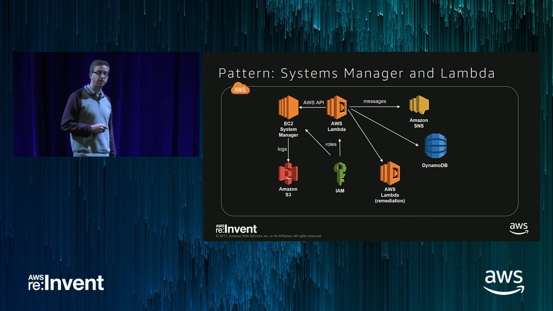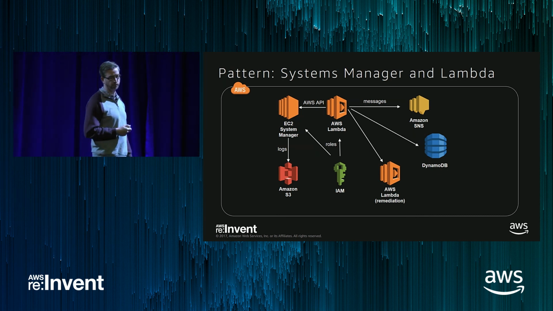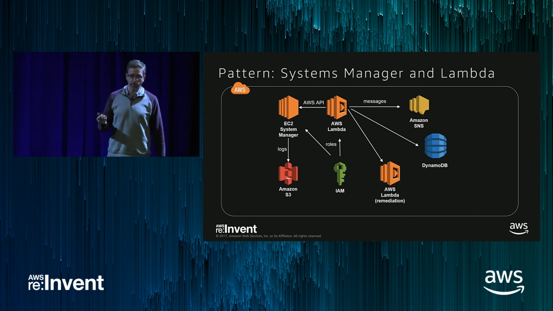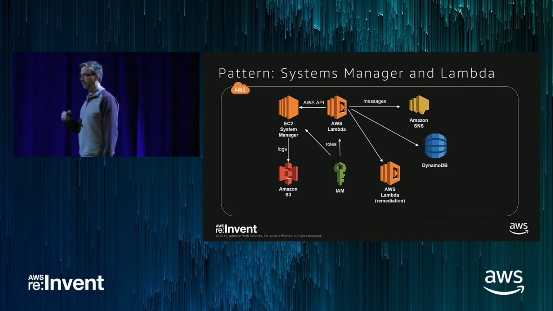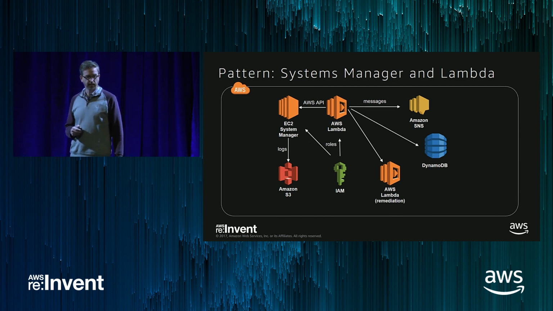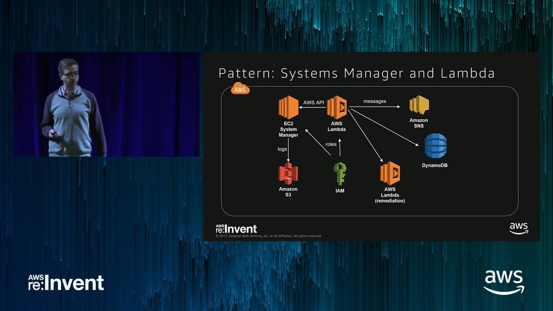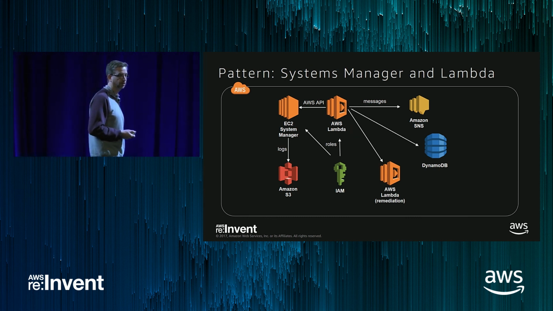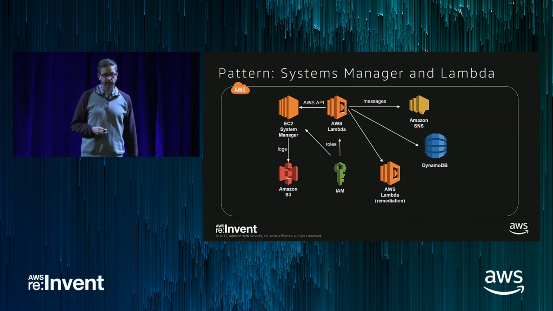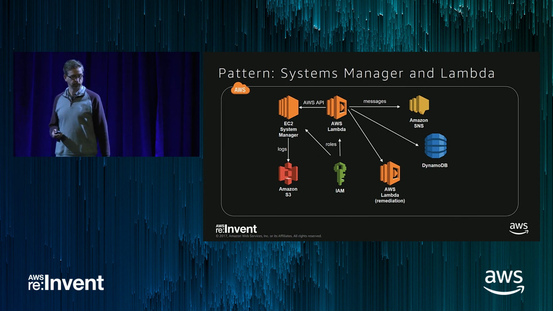The first pattern is based on AWS Systems Manager and Lambda. Systems Manager was brand new when we started working with it. We began working with it just a few weeks after it was announced, about this time last year. I would note that the AWS product team for Systems Manager was very receptive to our feedback, and they prioritized changes to speed our adoption. Now let me step you through this pattern.